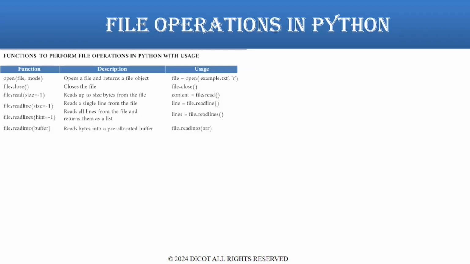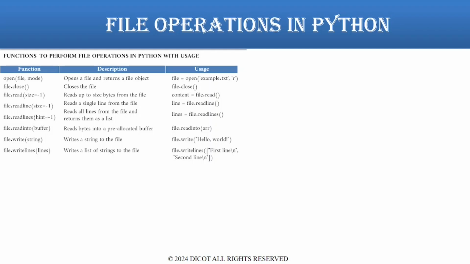Writing to a file. File.writeString writes the string to the file and returns the number of characters written. Example: file.write("hello world"). File.writeLines writes a list of strings to the file. Example: file.writeLines of the first line with \n, then the second line with \n.